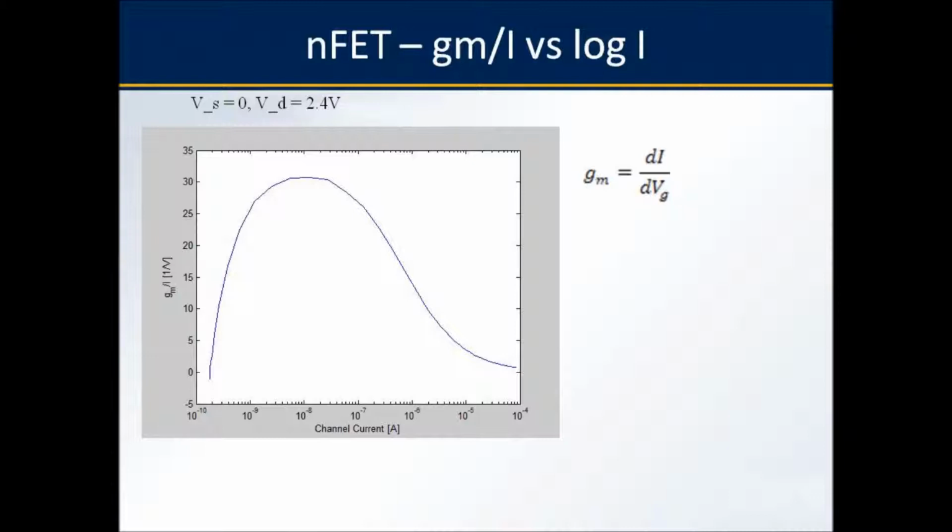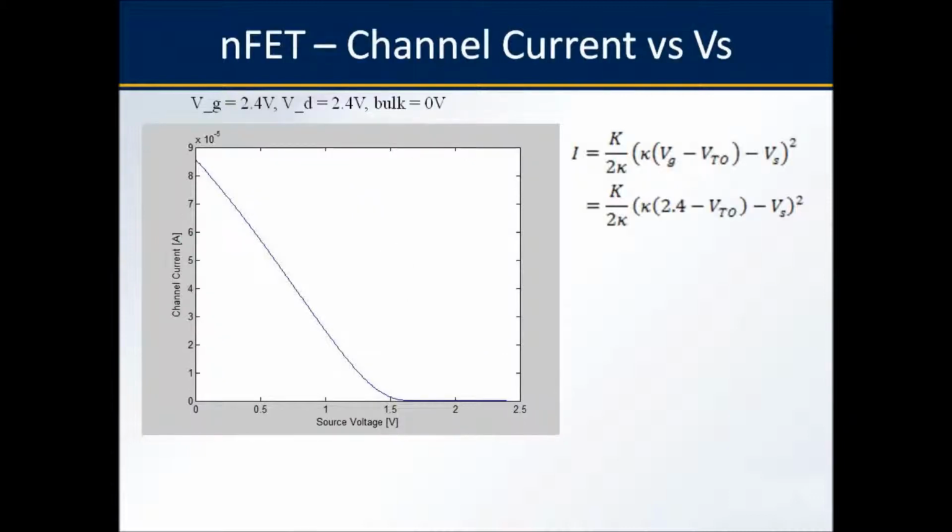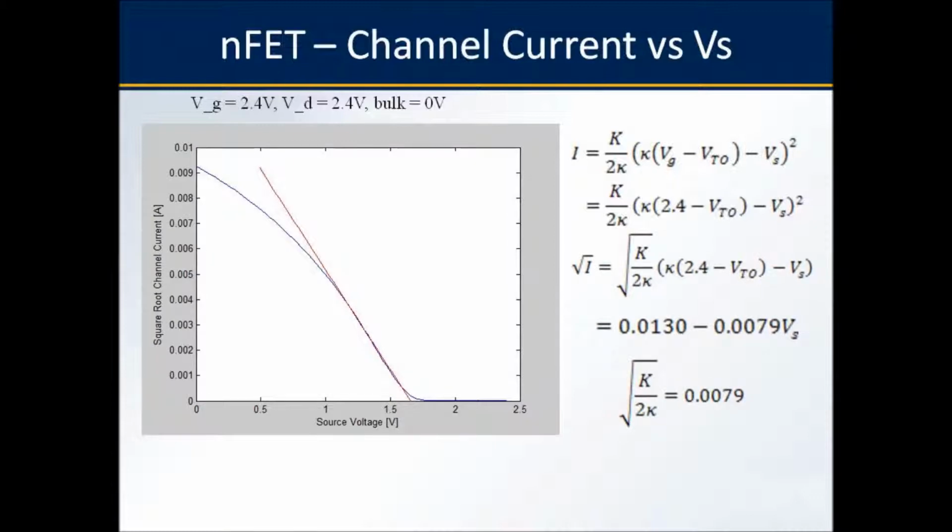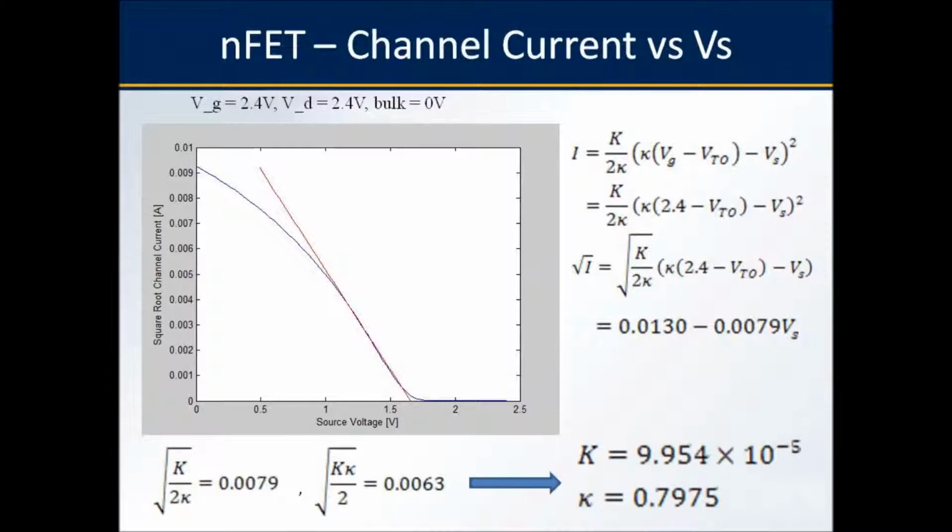Next, we look at the current versus source voltage with gate and drain at 2.4 volts and the bulk at ground. Again, above threshold is roughly quadratic, so we look at the square root graph. Applying another fit, we can get another expression using only k and kappa, which is that the square root of k over 2 kappa equals 0.0079. Using the expression from the previous fit along with this one gives k and kappa as shown.